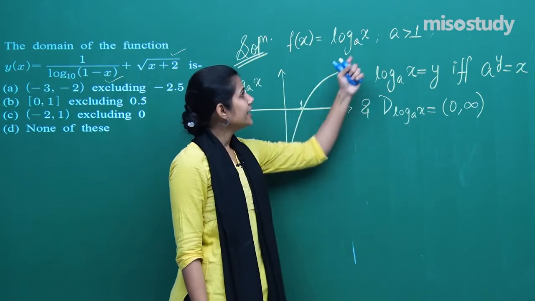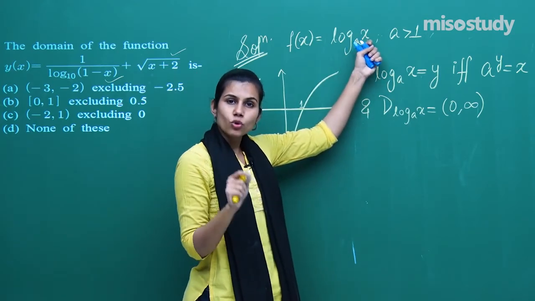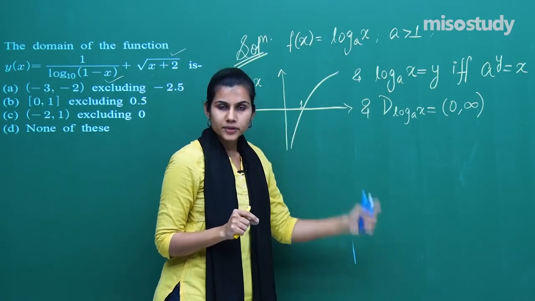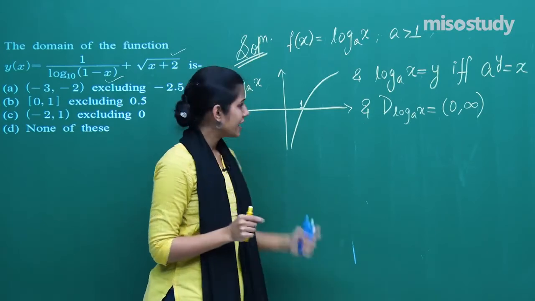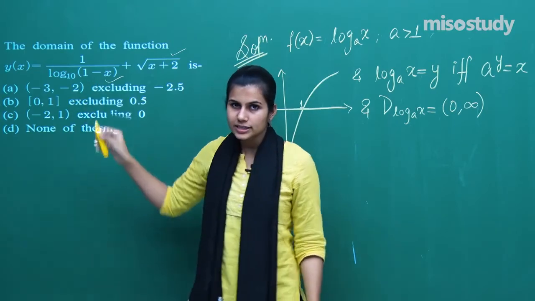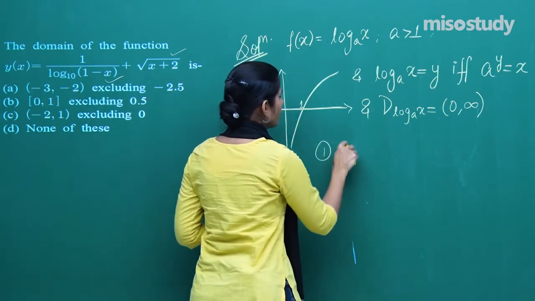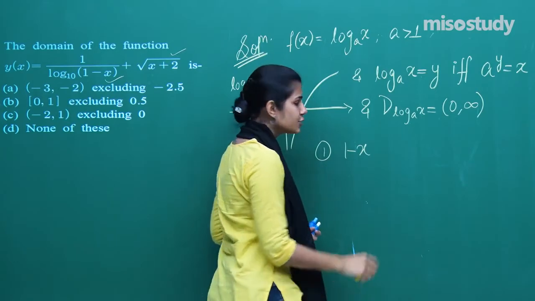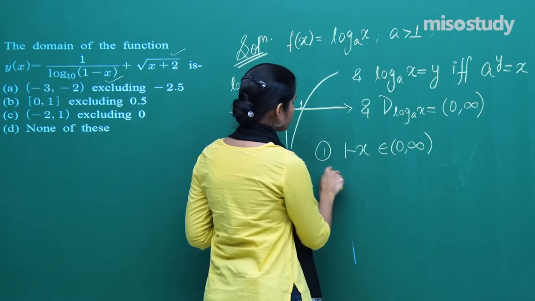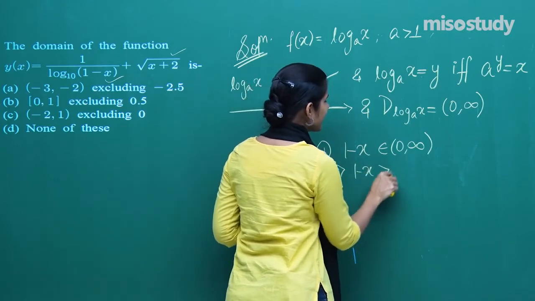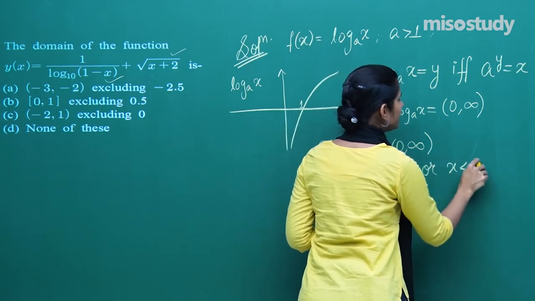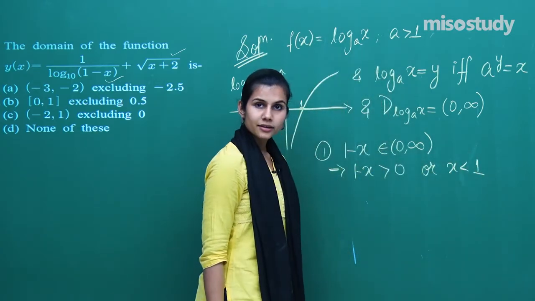That means inside the log function I can only put those reals which belong to the interval (0, infinity). Log x is not defined for negative reals. So for log of 1 minus x to exist, the first condition is 1 minus x has to belong to (0, infinity), which means 1 minus x has to be greater than 0, or x has to be less than 1.